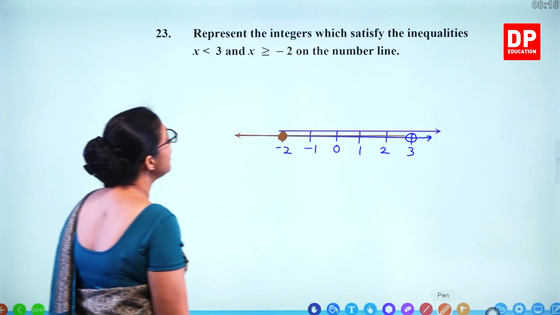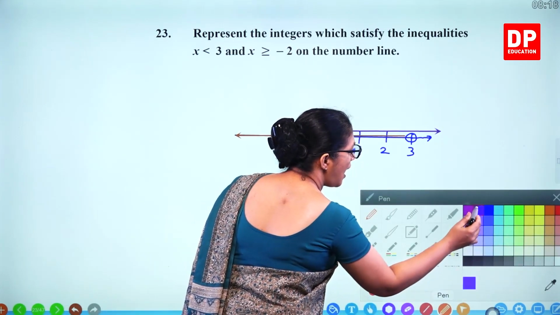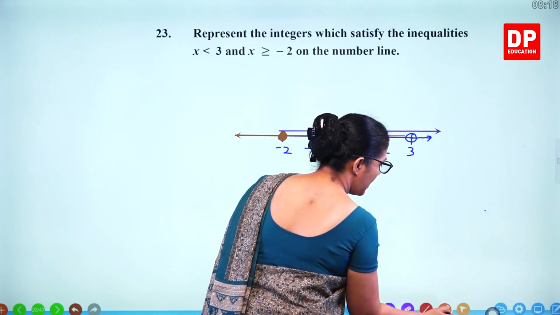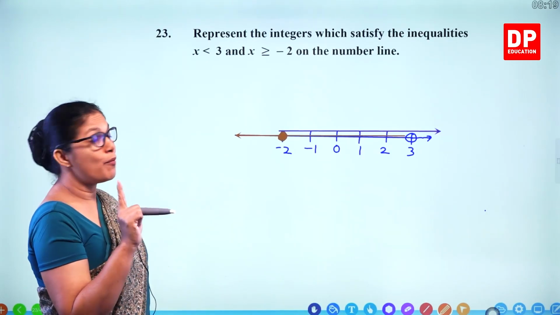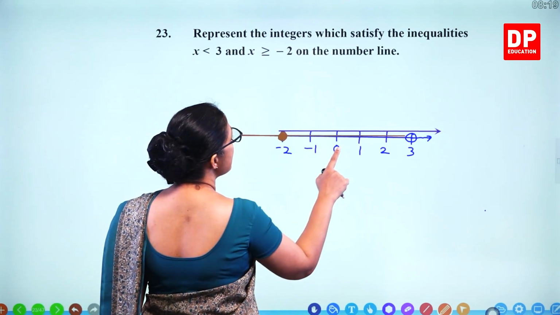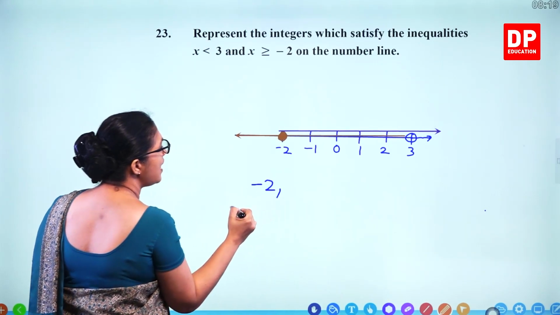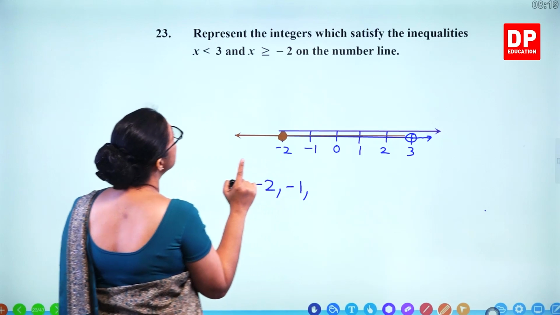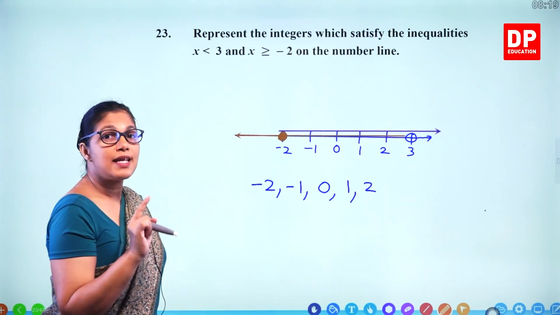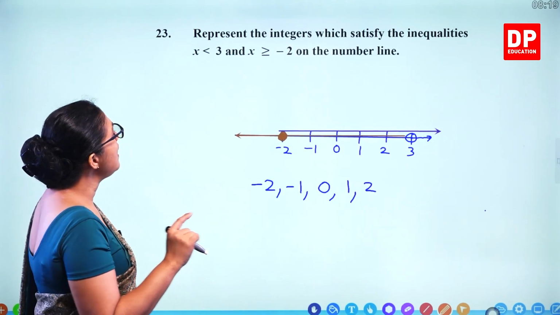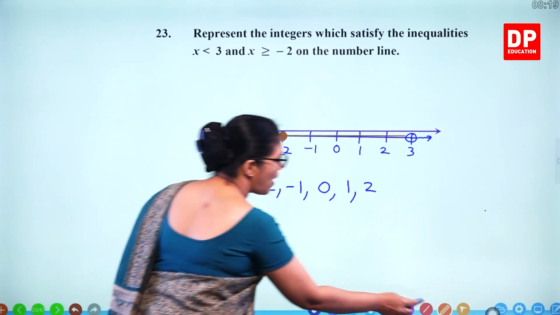Now we have to find out the common one. Represent the integers. So you don't have to take all numbers, only the integers. So what are the integers that satisfy both inequalities? This is starting from -2 and it's included. So -2 you can write, -1, 0, 1, 2. 3 you can't take because it's not included. So only these integers satisfy. So 2 marks for that.